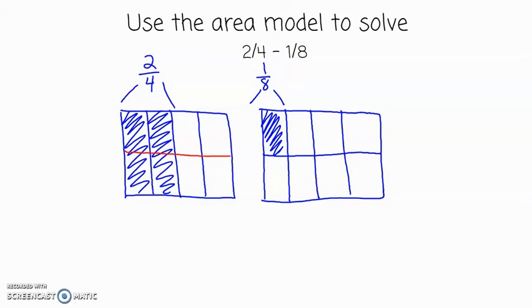Now I can subtract the fractions because the visuals represent the same size pieces. 4/8 minus 1/8 equals 3/8. Therefore, 2/4 minus 1/8 equals 3/8.